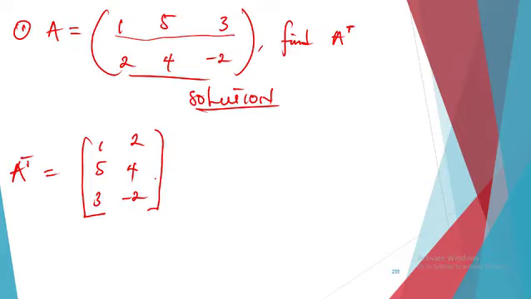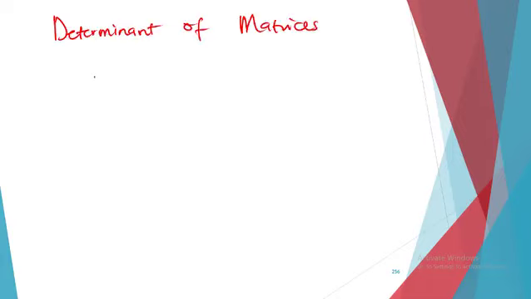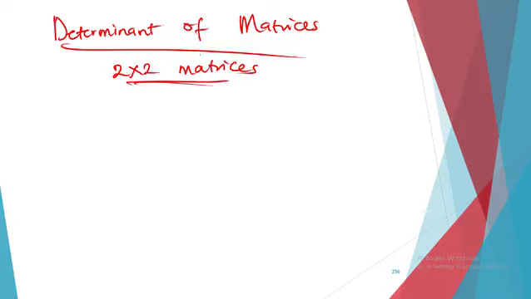So let's go over to determinant of matrices. We start with determinants of 2 by 2 matrices. We have 2 by 2 matrices, and also we have 3 by 3 matrices, and 2 by 2 is just the order of a matrix. A matrix that has the same number of rows and columns, we call it a square matrix. Is that correct?